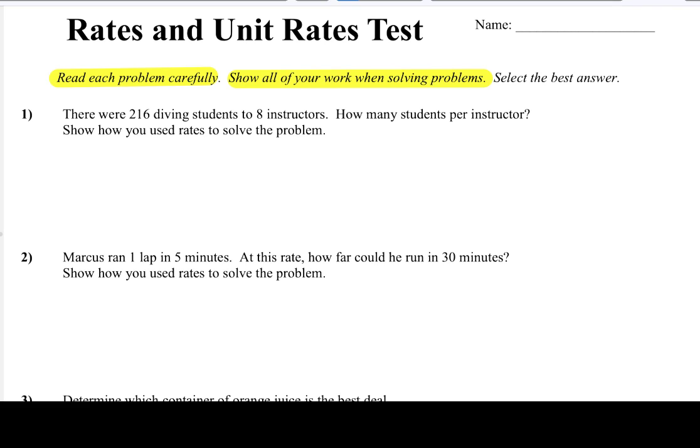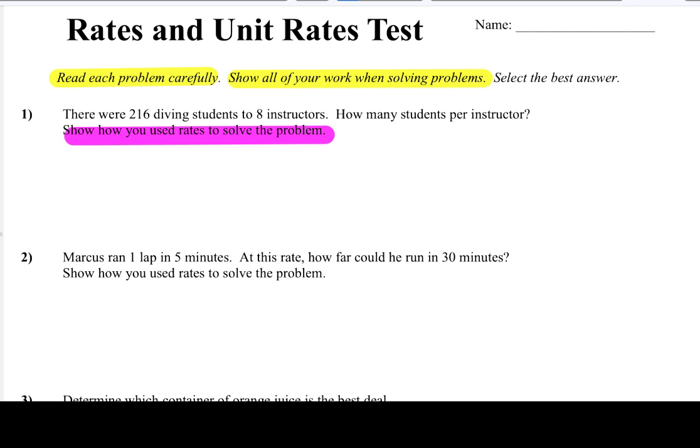So it says there are 216 diving students to 8 instructors. How many students per instructor? So again, there are 216 diving students to 8 instructors. How many students per instructor? Show how you use rates to solve the problem.